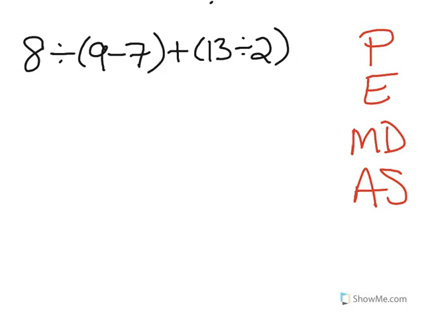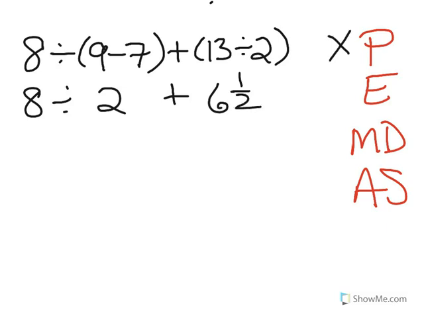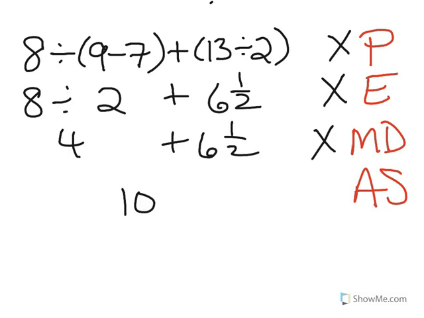In this example, we have two sets of grouped operations. First, we have 9 minus 7, which is 2. And then 13 divided by 2, which is 6.5. Then we have division and addition. There are no exponents. Division first, 8 divided by 2 is 4. And then 4 plus 6.5 is 10.5.